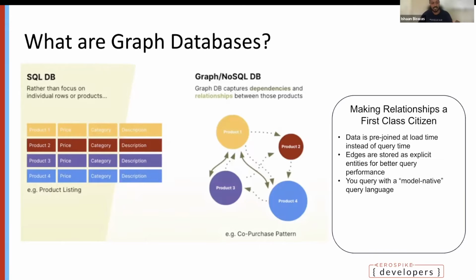What that means is the data is pre-joined at load time. Whether you're bulk loading the data, writing the data, or streaming your data into the database, the join happens at the time that you write, so that when you're querying it, you don't have to pay the penalty of a join. As we all know, joins are really expensive, and so graphs really alleviate that problem.